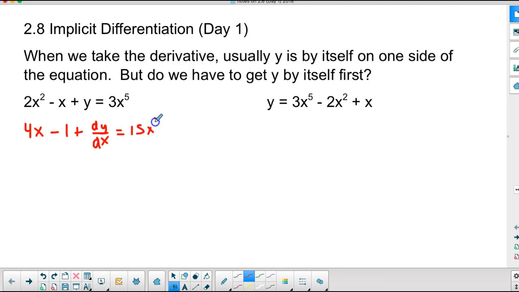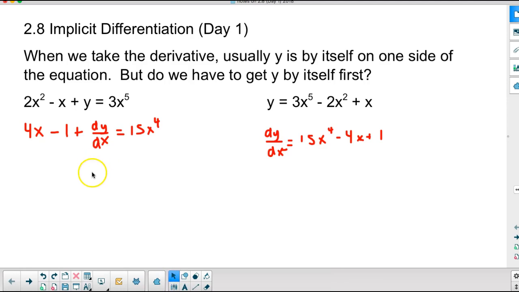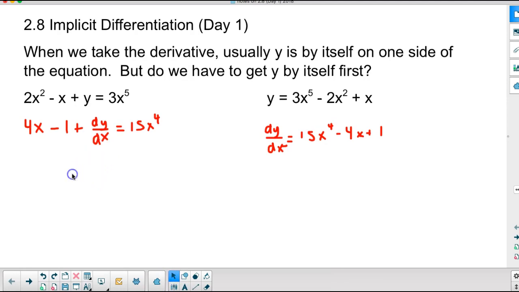Do we get the same answer if we take the derivative over here? Well, let's see. 3x to the fifth would be 15x to the fourth. And then if we take the derivative of a minus 2x squared, we'd have minus 4x. And then we'd have plus 1. Now these might not look like the same answer, but notice that if we solve this equation on the left-hand side for dy dx, we actually do end up with the same answer: 15x to the fourth minus 4x plus 1.